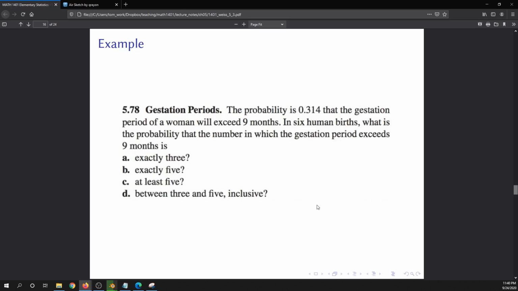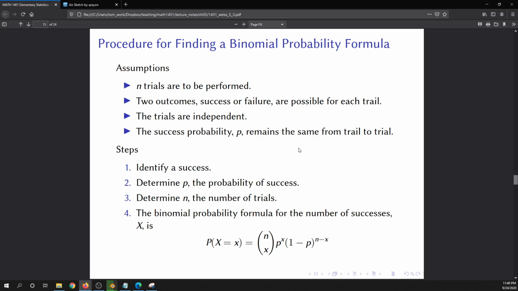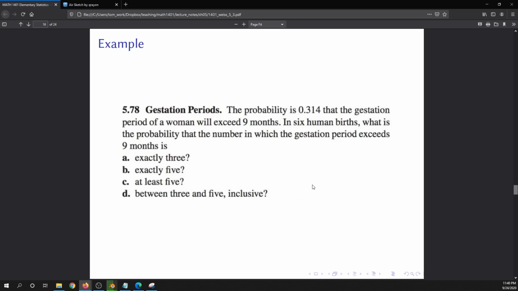All right. So the thing that we want to do is go back through these steps and figure out what is the success, and what's the probability of success. That's going to be the first thing. So it says the probability is 0.314. So they're giving you a probability. So in this problem, that is probably the probability of success. It says that the gestation period of a woman will exceed 9 months. So in this, that's defined as a success, okay? So now you might be thinking, well, how is that a success?